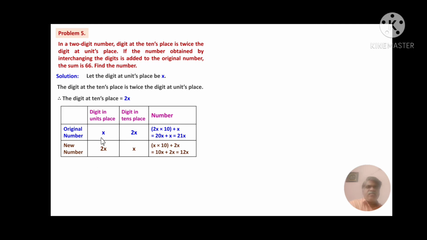Digit at unit place for the original number is x. The tens digit is 2x. So the number will become 2x into 10 plus x. Therefore, 20x plus x, that is 21x.